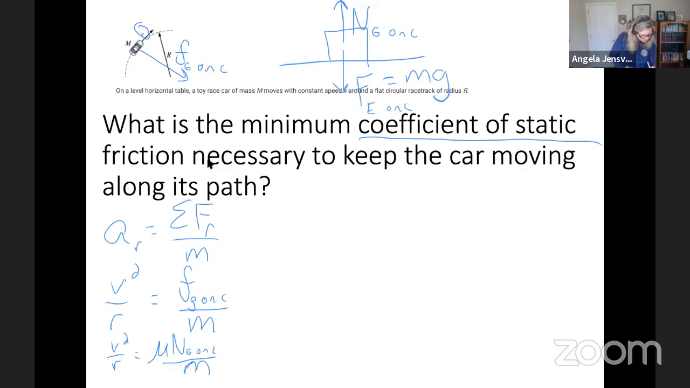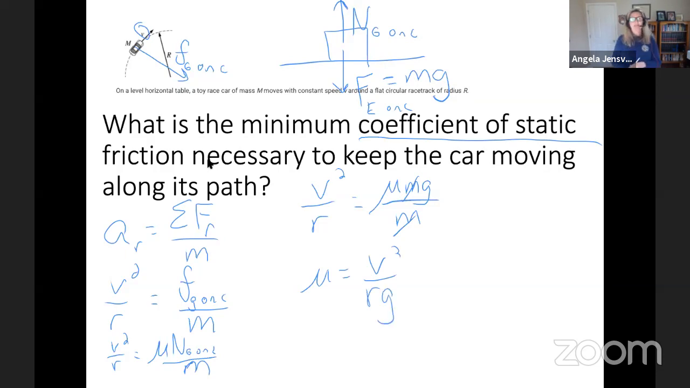Okay, so now I'm going to come over here. V squared over r equals mu mg over m. The m's cancel. This is where I took a wrong turn. I took a path that should not have been taken. Just solve for mu: mu equals v squared over rg. That's it. Okay, so it was just in my very last step, I solved for the wrong variable. Now I think we've got it.